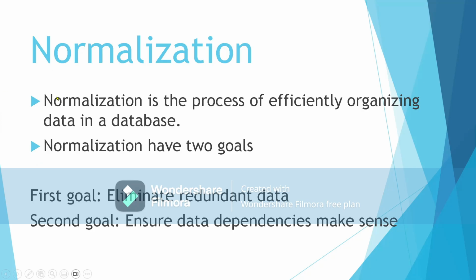So, first, let's see the definition of normalization. Normalization is the process of efficiently organizing data in a database, and normalization has two goals. Means when we organize the data into a database, at that time we have to consider the two goals. First is eliminate redundant data, and second goal is to ensure data dependencies make sense.